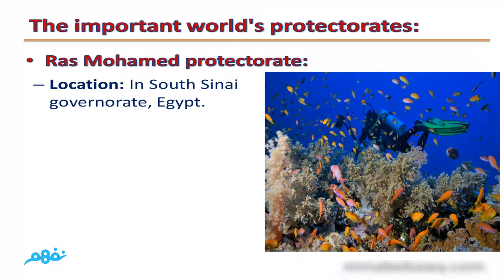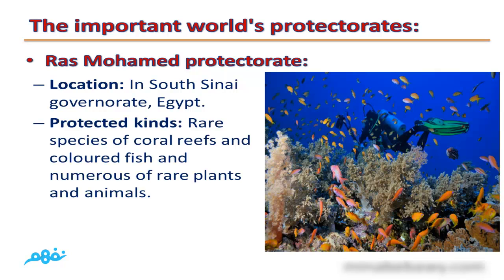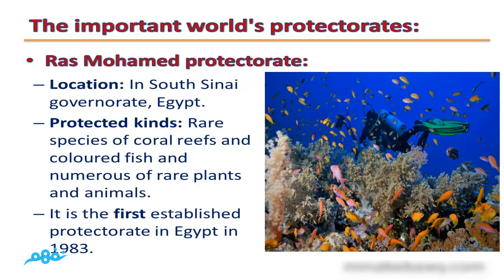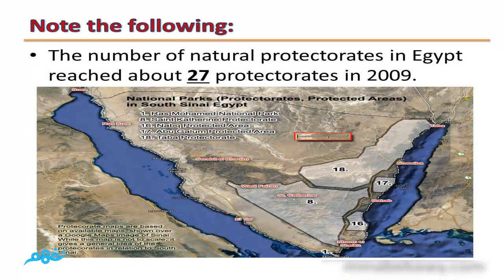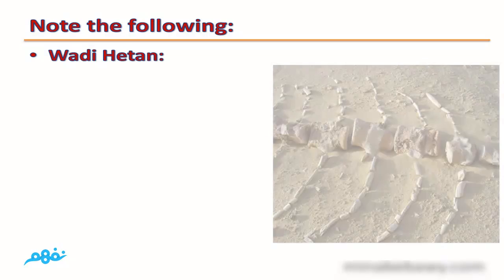Ras Muhammad Protectorate. Its location is in South Sinai Governorate, Egypt. Protected kinds, rare species of coral reefs and colored fish, and numerous rare plants and animals. It is the first established protectorate in Egypt in 1983. Note the following. The number of natural protectorates in Egypt reached about 27 protectorates in 2009.